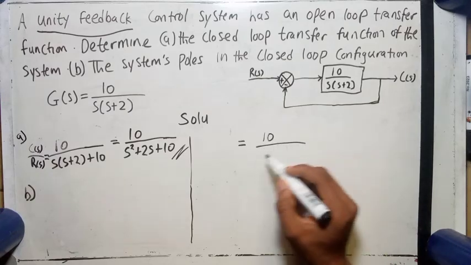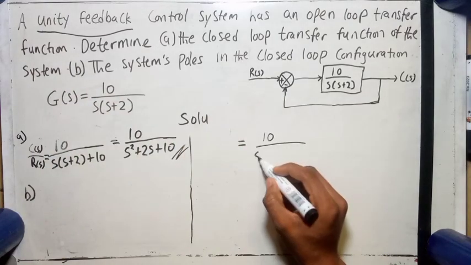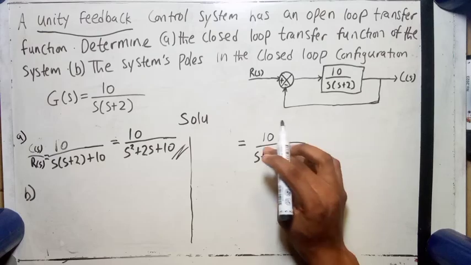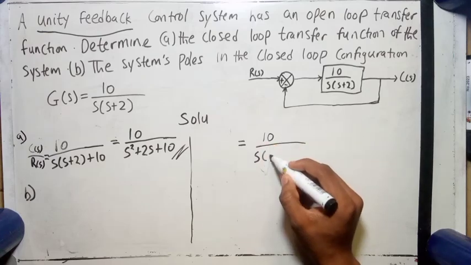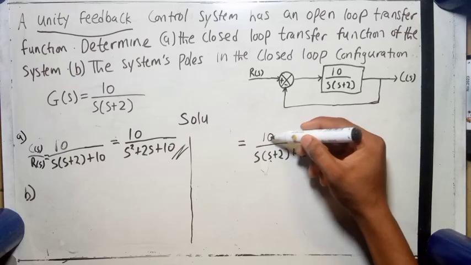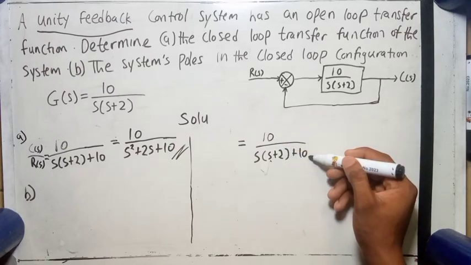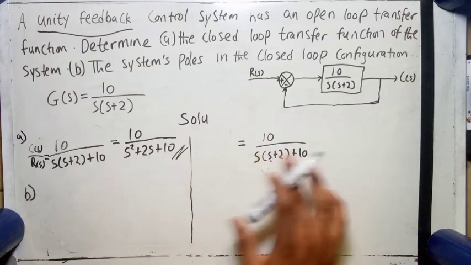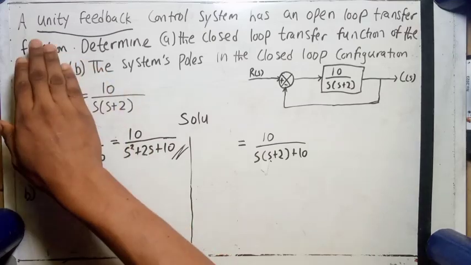This only works for unity feedback. So just add the value of your numerator to your denominator and you've gotten your answer. If you see, it's just the same thing. But this is only unique to unity feedback.